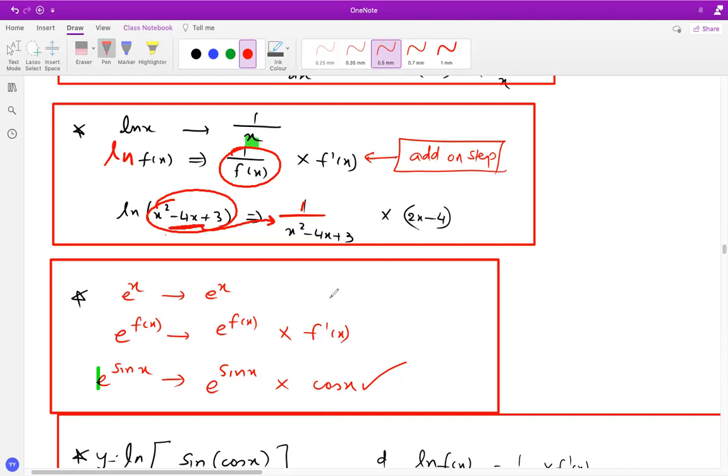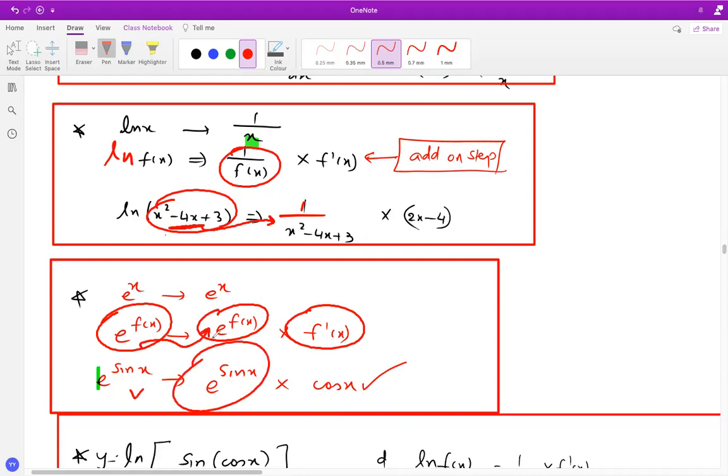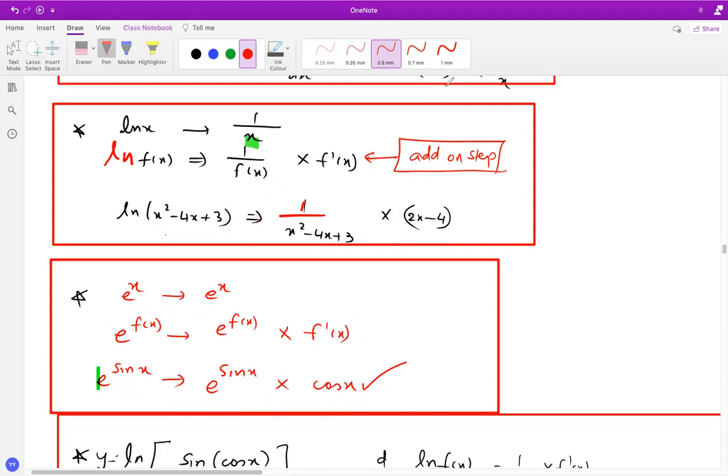times the derivative of f x, which is 2x minus 4. And the last type is exponential function differentiation. The derivative of e to the power f x is e to the power f x times f dash x. So a bit of practice on that. If I have e to the power sine x, then e to the power f x stays as it is in the first step, times the derivative of sine x, which is cos x. So this is how you do the chain rule, and we'll create some more practice segments on the chain rule later on.